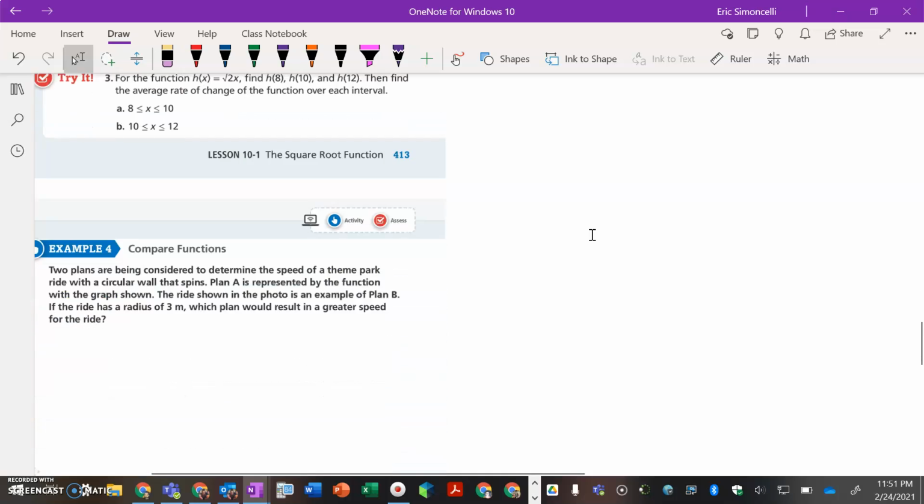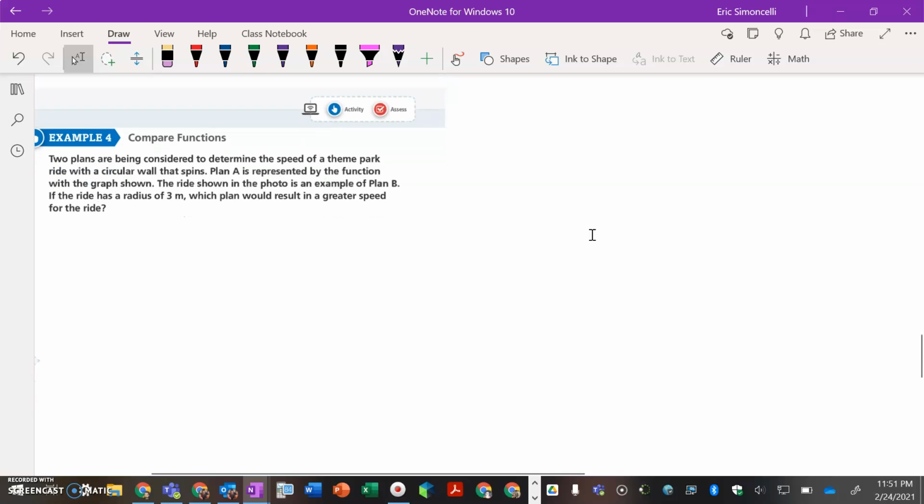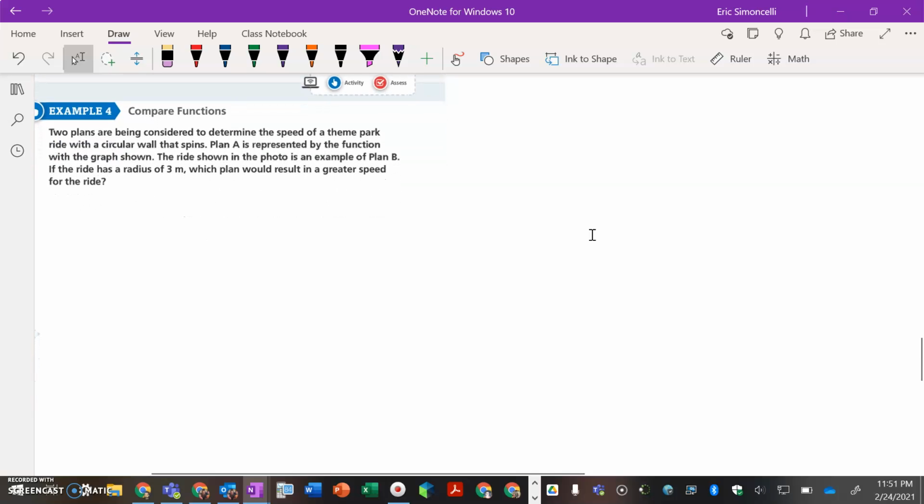All right, example 4. 2 plans are being considered to determine the speed of a theme park ride with a circular wall that spins. Plan A is represented by the function with the graph shown. The ride shown in the photo is an example of Plan B. If the ride has a radius of 3 meters, which plan would result in a greater speed for the ride?